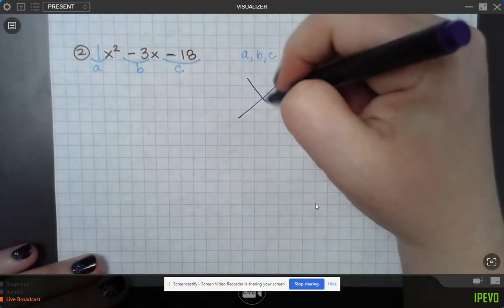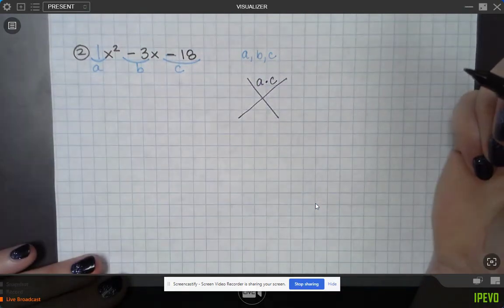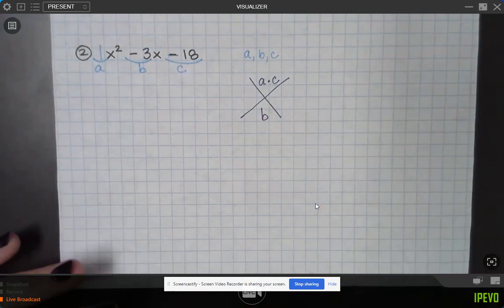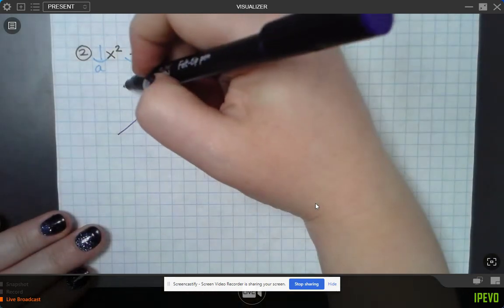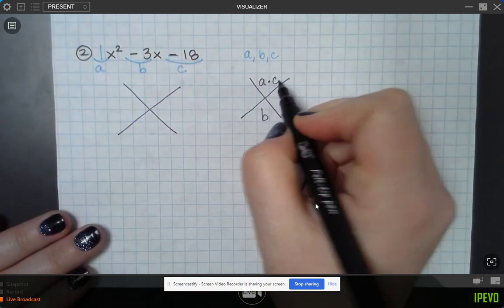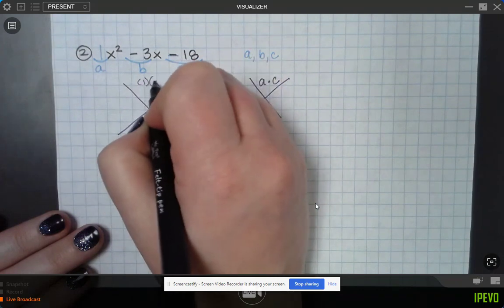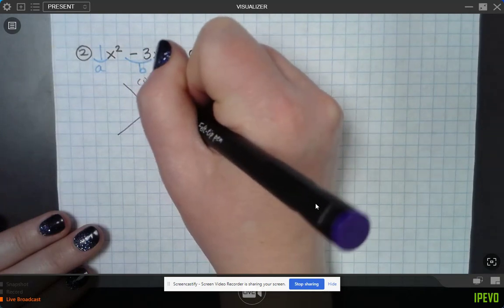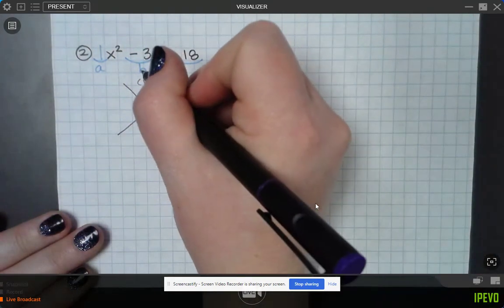Next, I need to create my x. When I create my x, I'm going to be multiplying A and C to get the top number. I'm going to be dropping the center number, or the letter B, at the bottom. So I'm going to be making my x. A times C. A is the number 1. C is the number -18. So the number at the top is -18. Dropping down to the bottom, B is -3.